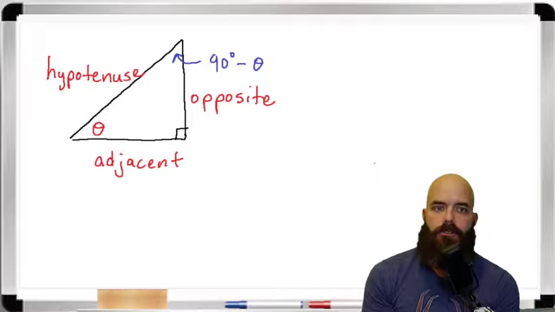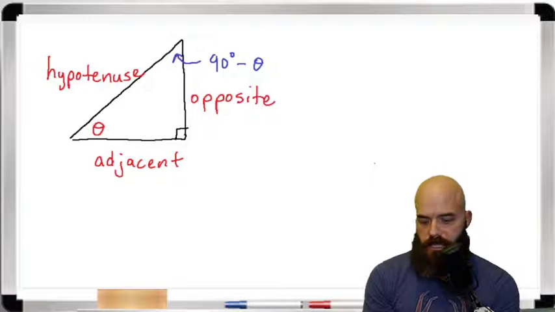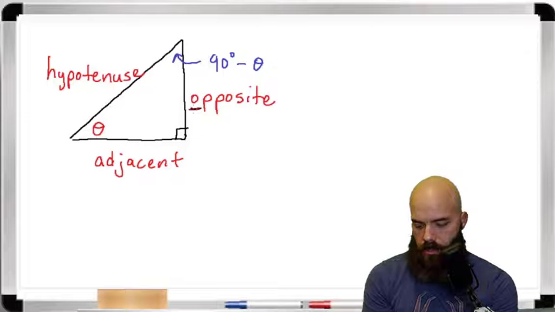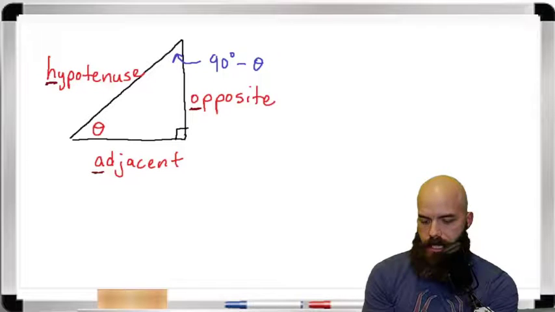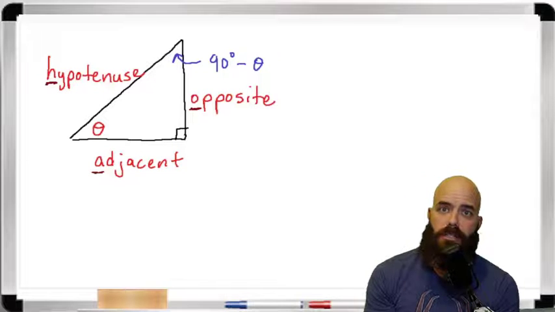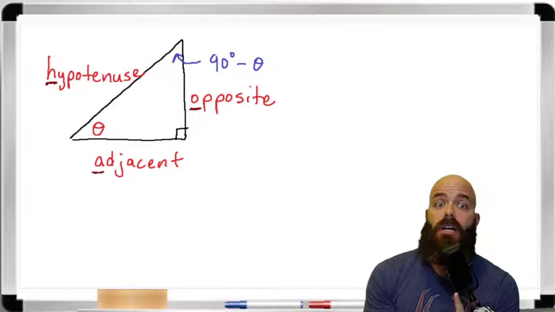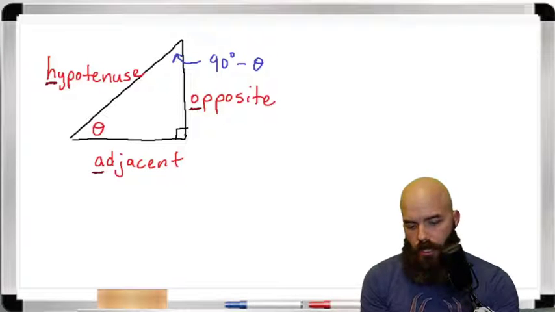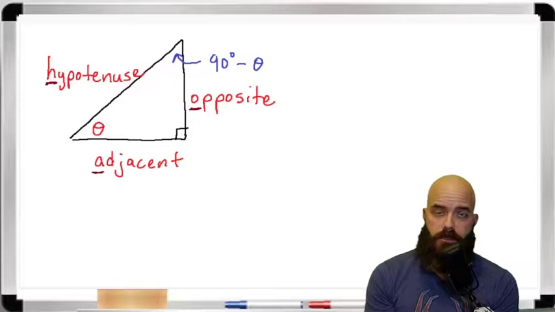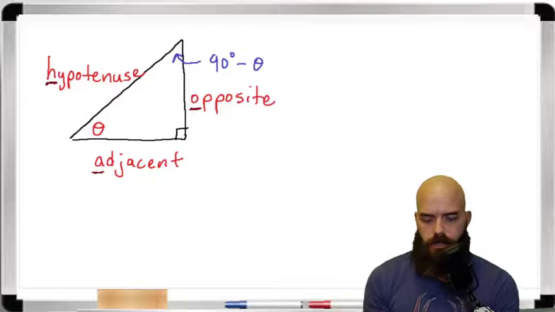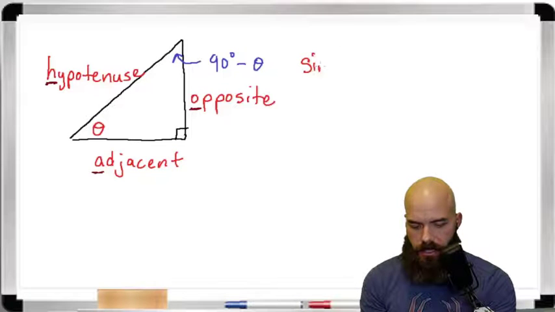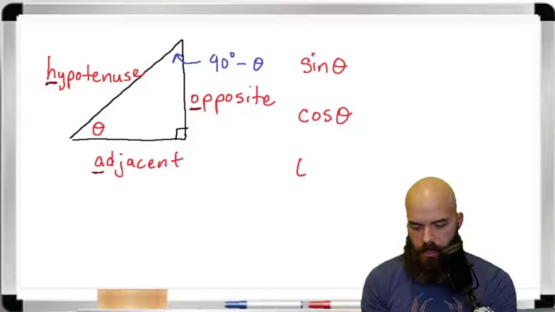Okay, now look at the first letter of each of these sides. So the O, the A, and the H. Those letters are going to help us determine ratios of 6 different trig functions of theta. So what do I mean by that? Well, let's look at 3 trig functions that hopefully you've been exposed to at this point. Sine theta, cosine theta, and tangent theta.